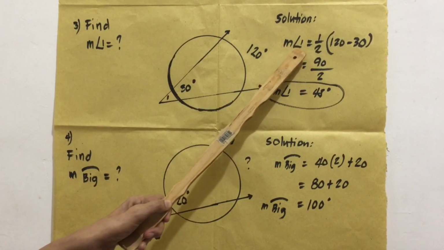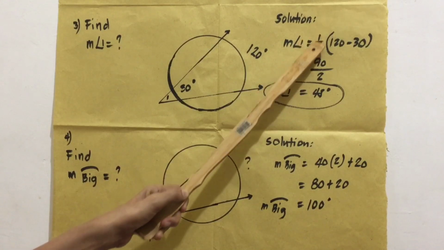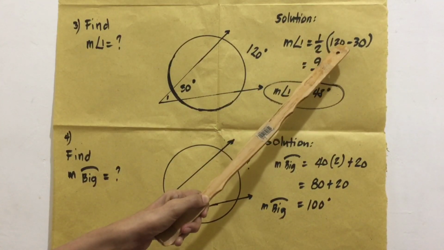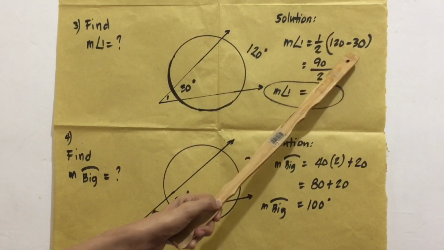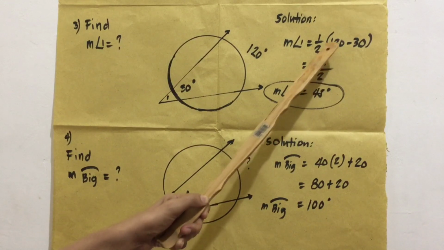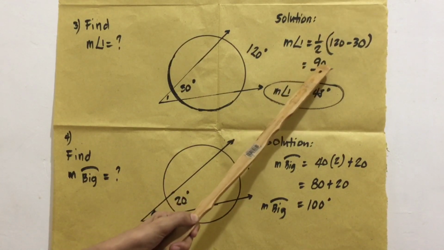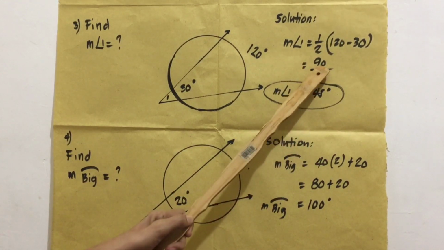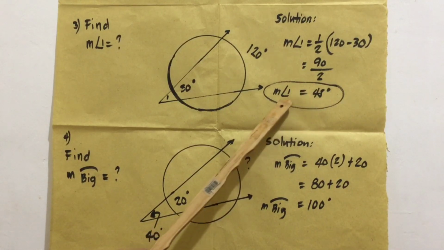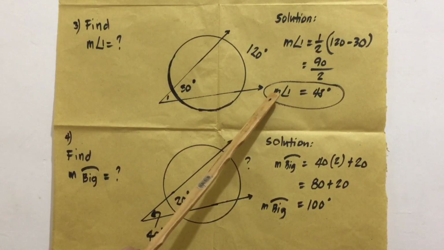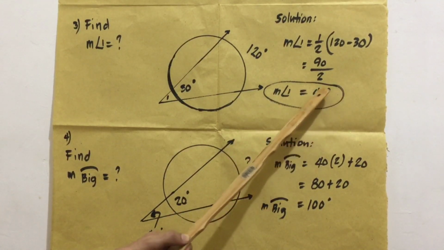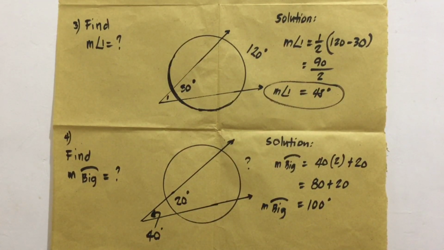We have the formula, measure of angle 1 equals 1/2. We have to subtract, 120 minus 30. So 120 minus 30 equals 90. Then times 1/2 equals 90 over 2, then divided, 90 over 2 equals 45 degrees. So therefore, the measurement of this angle, which is measure of angle 1, equals 45 degrees.